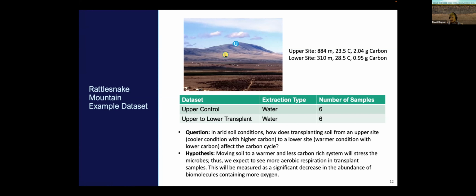And so my hypothesis here is moving that soil to a warmer and less carbon-rich system will stress those microbes. Thus, we expect to see more aerobic respiration in these transplant samples. And then we can measure this as a significant decrease in the abundance of biomolecules containing oxygen. Carbon might not be a big indicator because at the same time these biomolecules are having their aerobic respiration, they might be making other things. But oxygen might be a good way to measure that, because as the organism eats through its carbon stores, it's going to release it into the air as CO2.